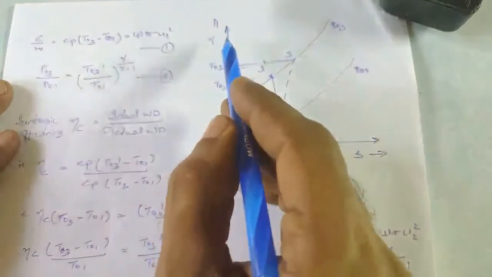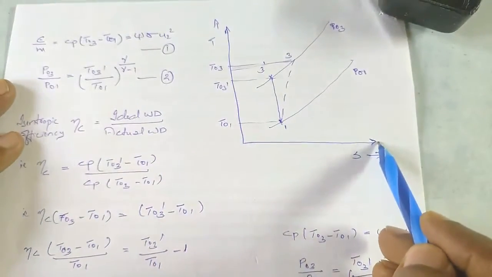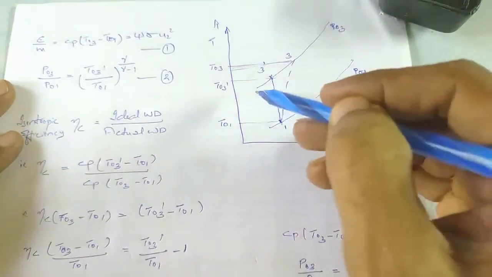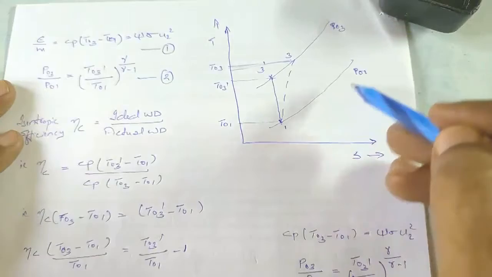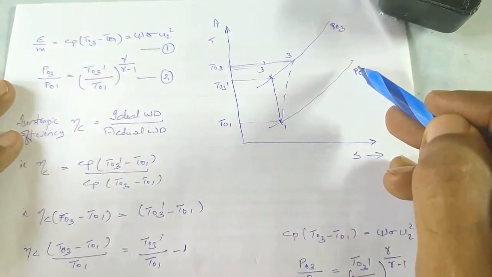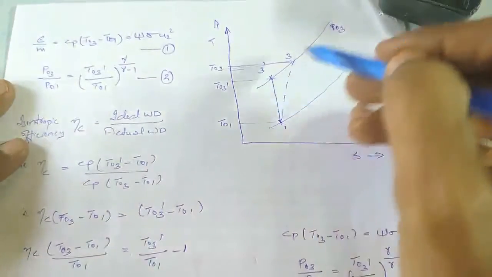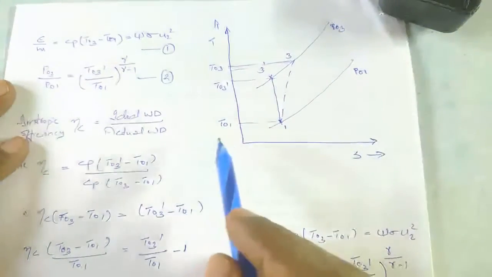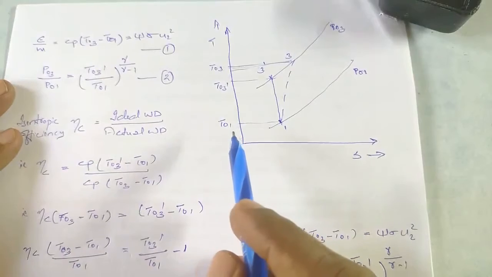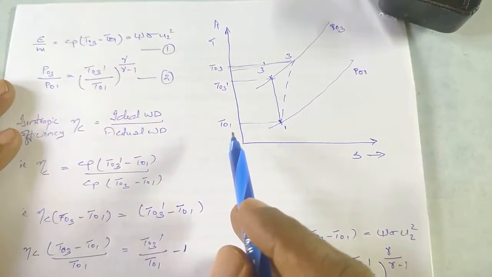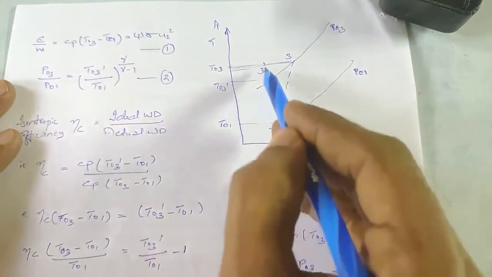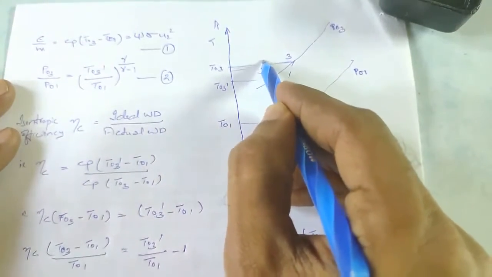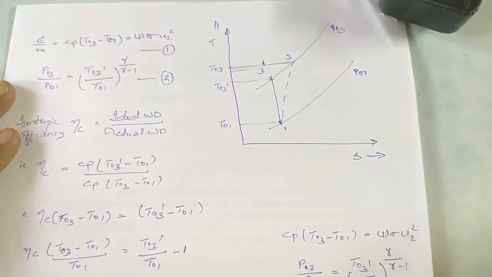So consider a temperature entropy diagram. Let the two isobaric processes be represented as P01 and P03. P01 is the pressure at the inlet of the compressor. P03 is the pressure at the outlet of the compressor. So the process inside the compressor is considered to be isentropic. That means it will be represented by a vertical line from 1 to 3 dash. Let it be 3 dash. This is an ideal process, a theoretical process.